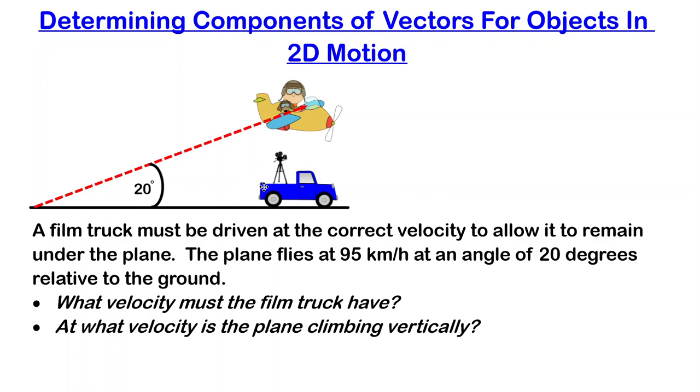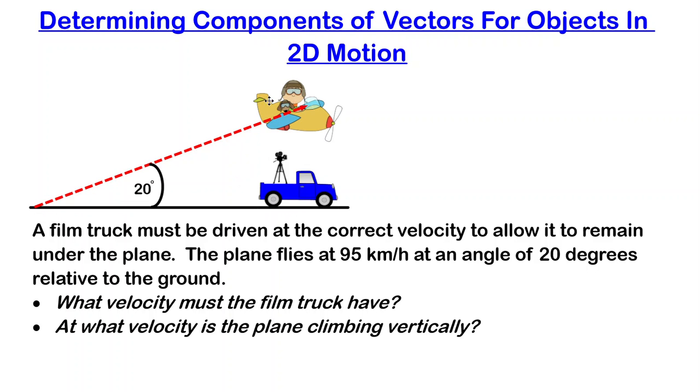All right, so how do we do that? Well, I figured we'd do an example problem. I guess I'm just into planes today, so we're sticking here. Here's a film truck. It's driven. We need it to go the right velocity so that it can shoot an image of this plane from right below. And so we'll need to know what velocity this truck has to have to match the velocity of the plane.